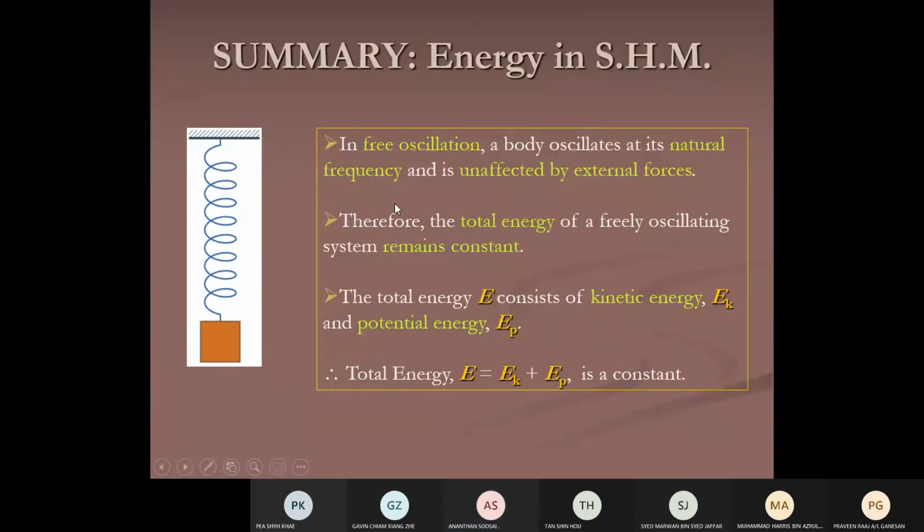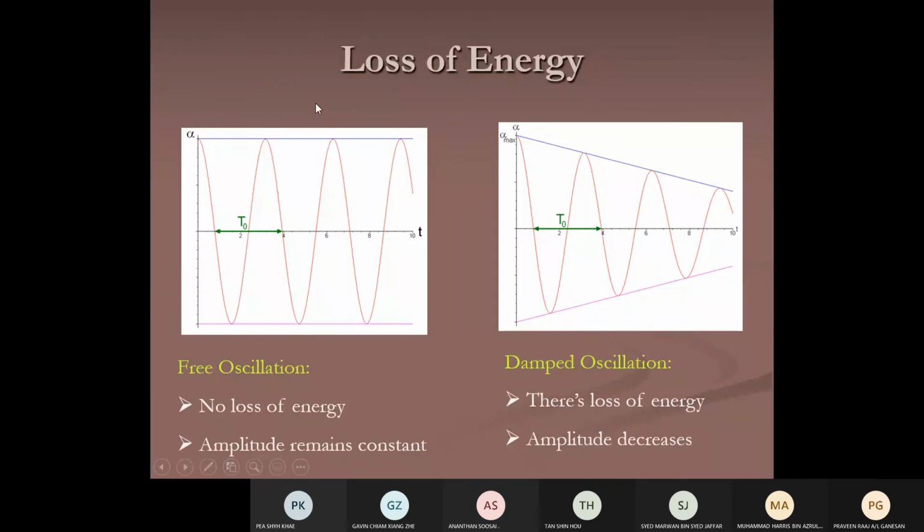So the total energy of the free oscillating system remains constant. Anything that moves freely, we assume the energy is constant. So EK plus EP is the E total. But it is not always going to be a free oscillation. Free oscillation: no loss in energy, amplitude remains constant. In the exam, they will ask the second one.